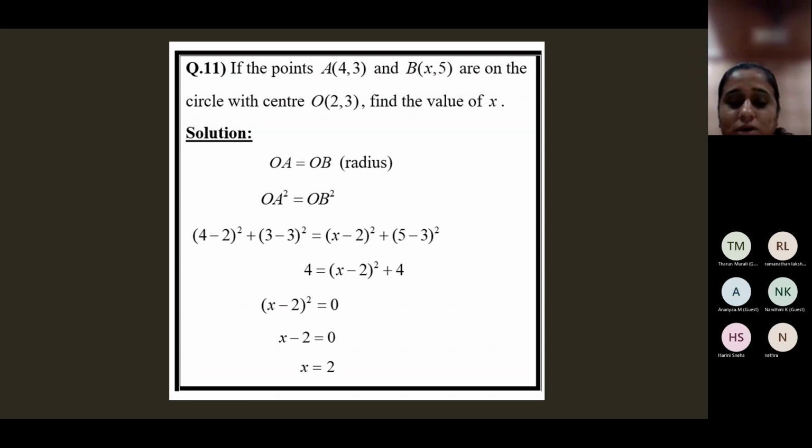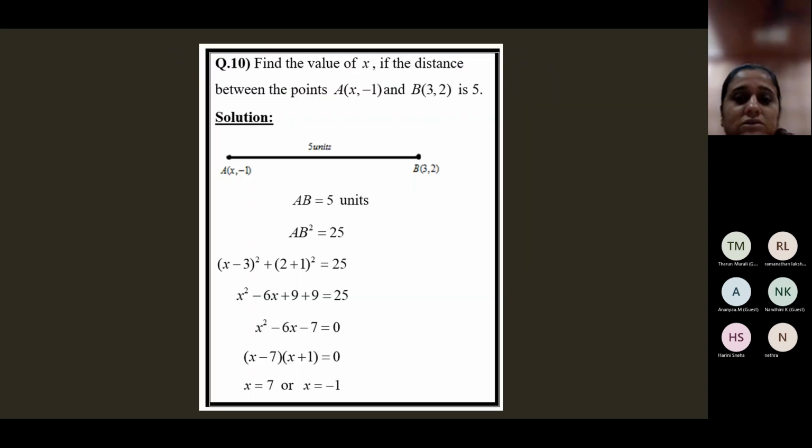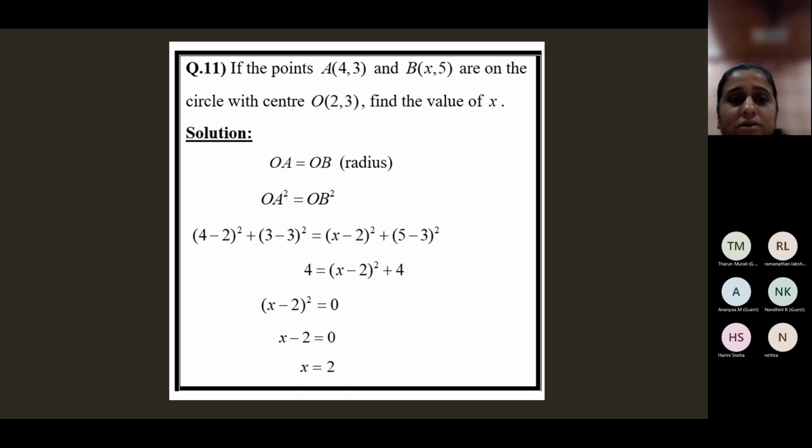Yeah, I think we have to continue from here. Did we finish this one? This is over, I remember. Okay, let's continue from here.